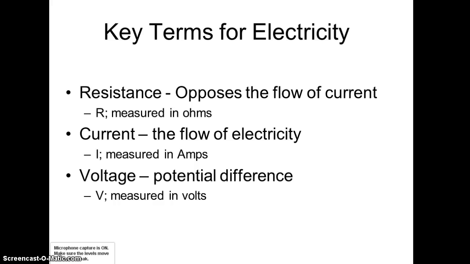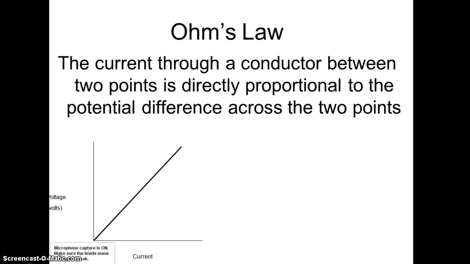Key terms from the previous PowerPoint: resistance, current, and voltage. Again, those terms will be important. Make sure you know them. And why is because of Ohm's law. The current through a conductor between 2 points is directly proportional to the potential difference across the 2 points. What that is saying: the current and the voltage are directly proportional. One goes up, the other goes up.